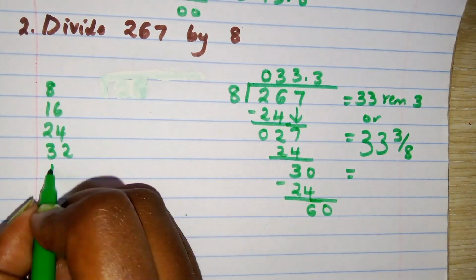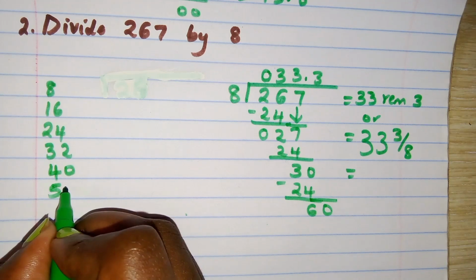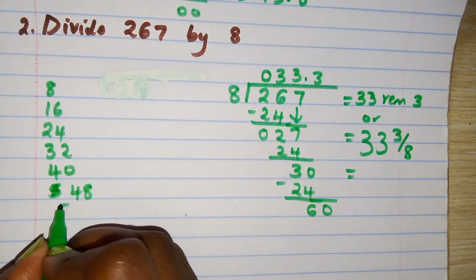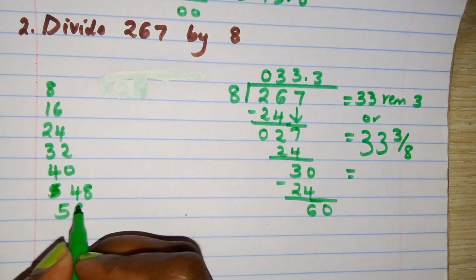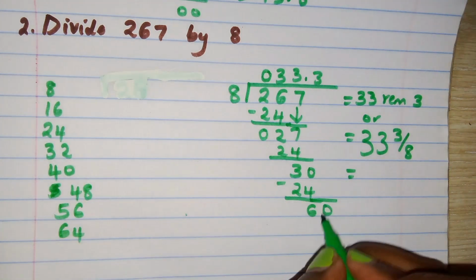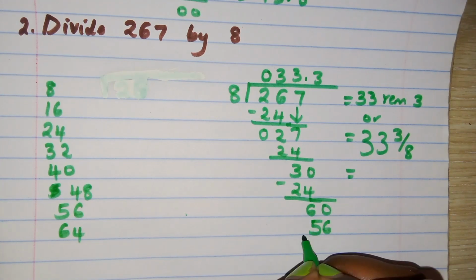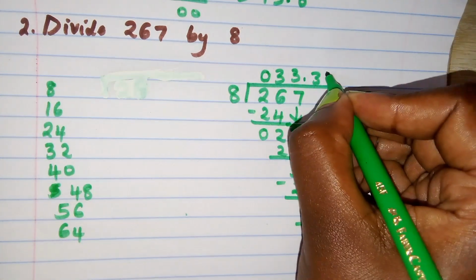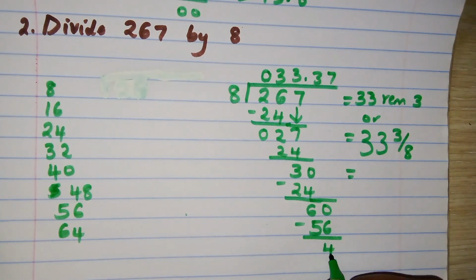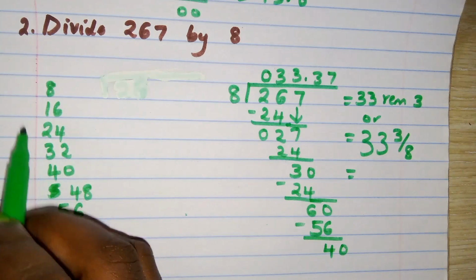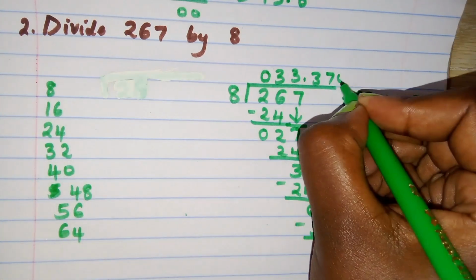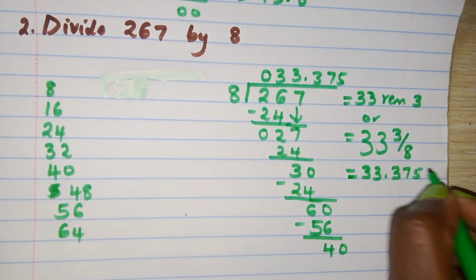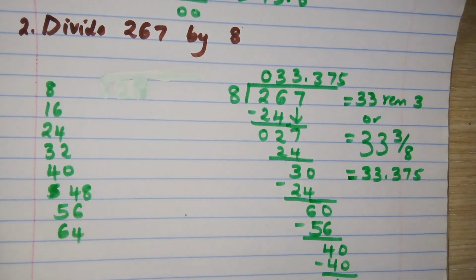How many times would it go into 60? So let's say 50, 48, my bad. And then 50, 56, 64. The closest number would be 56. Minus 56, 1, 2, 3, 4, 5, 6, 7. So that's 7 times. The remainder is 4. We add a 0. That would be 1, 2, 3, 4, 5. So it can be written as 33.375. 40 minus, and you get 0.